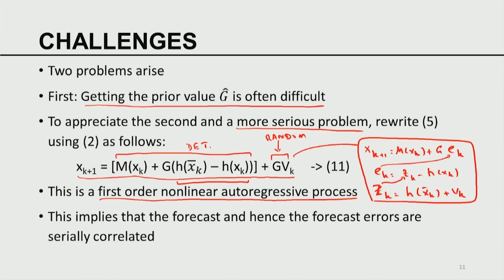Xk plus 1 depends on the previous xk. So what is an autoregressive process? This is k plus 1, this is k. So k plus 1 depends on the previous values of the state. So I am dependent on myself at the previous time plus a random noise. So once you recognize this is an autoregressive process, xk becomes random. If xk is random, what does it mean? The trajectory xk is a random process. So this essentially tells you xk's are serially correlated.